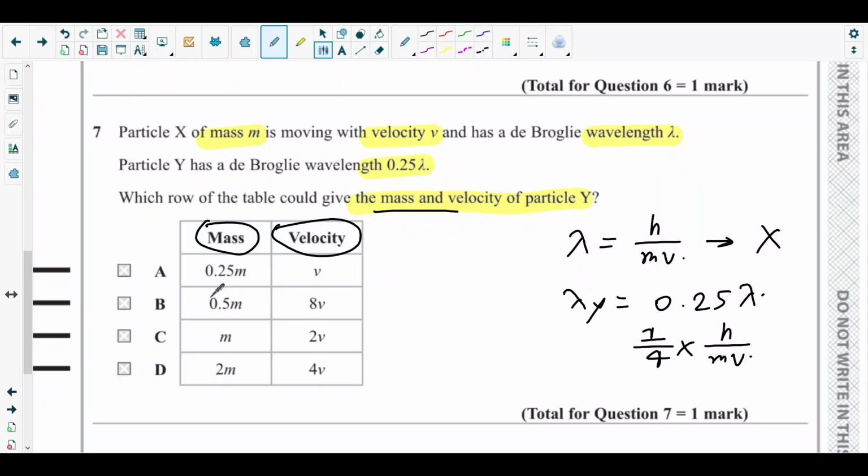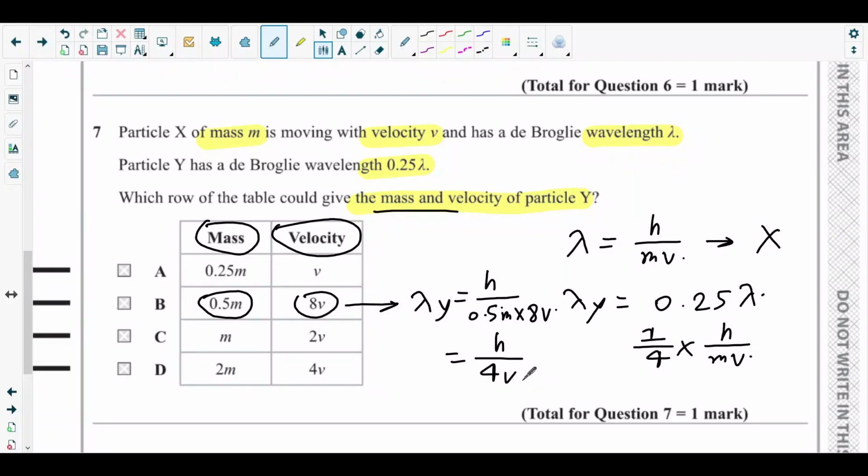Look, option B, half of m times 8v. So half of m is 0.5 m. If you consider option B as the answer, then you will get lambda of the particle Y as h over mv, with mass half of m, 0.5 m, times 8v. So that would give you h over 4mv, right? Which is exactly that one. So option B is the answer for question number 7.